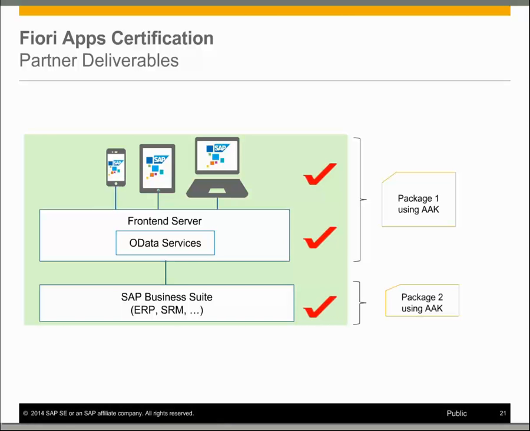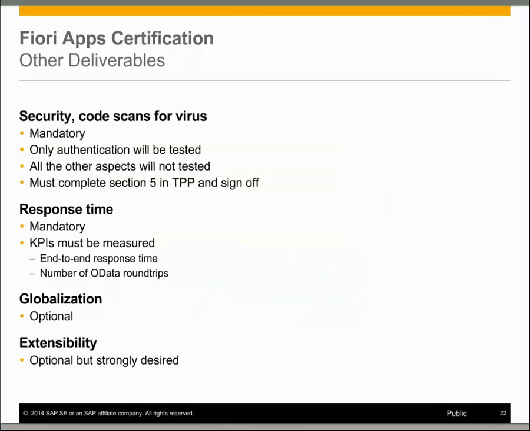Then you will have to create a second package for your custom backend functionality, if you're delivering that. Again, you use AAK for creating the package. Now, what are the other deliverables? Apart from packaging, there are certain things that you have to keep in mind while delivering.